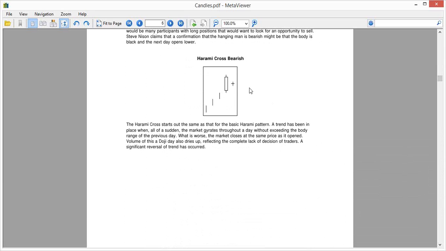So the Harami cross starts out the same as the basic Harami pattern, within the full body of the previous candle. A trend has been in place when all of a sudden the market gyrates throughout the day without exceeding the body range of the previous day. The market wouldn't break higher. What is worse, the market closes at the same price it opened. Volume of this doji also dries up, reflecting a complete lack of direction by traders, and a significant reversal of trend has occurred.